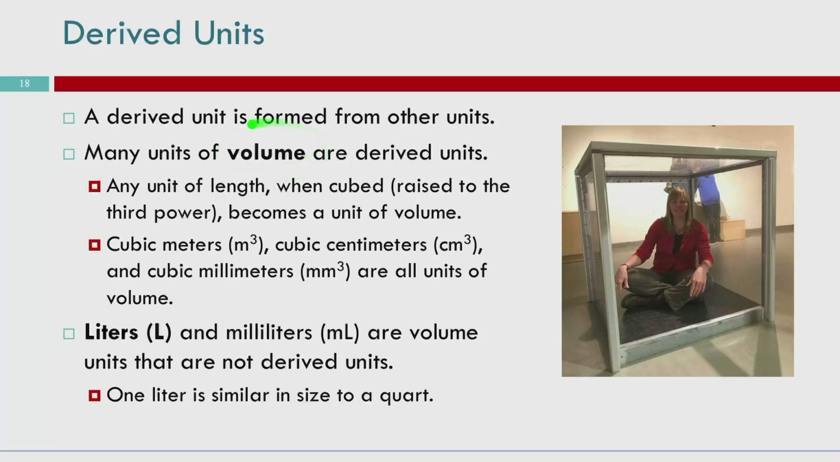So many units of volume, the amount of space something takes up, are derived units. If you take a length, like feet, like meters, like centimeters, and you cube it, so if I've got 1 foot in this direction, 1 foot in this direction, and 1 foot in this direction, together that cube would be cubic feet. Feet times feet times feet. And you can do that for any unit of length. So cubic meters is common, especially if you're talking about volumes of air, or the size of a room. Square feet is good for layouts. Cubic centimeters and cubic millimeters are also units of volume.